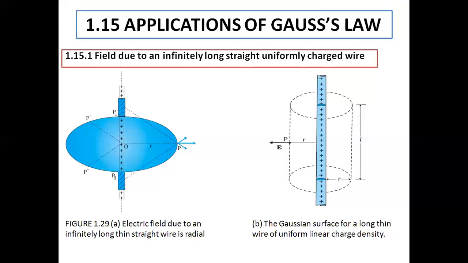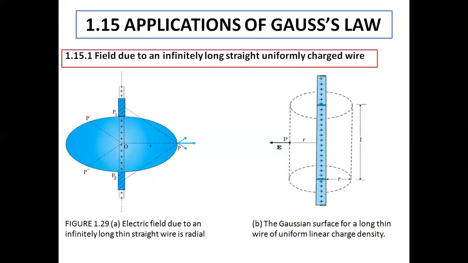Now we need to find the electric field due to an infinitely long straight uniformly charged wire. Let's consider this figure, figure 1.29a: the electric field due to an infinitely long thin straight wire of radius r. As shown in the figure, this infinitely long straight wire has plus signs showing the uniformly distributed charges.